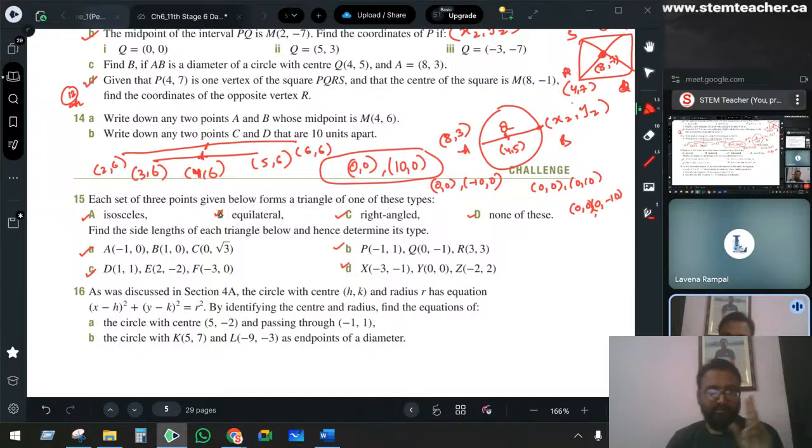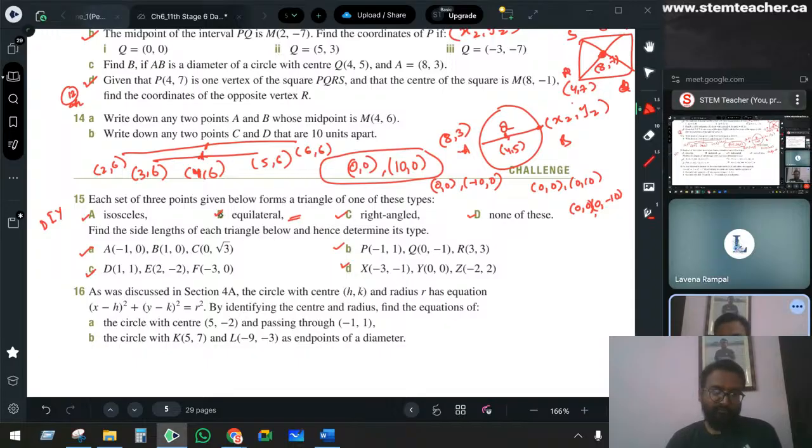If 2 sides are the same, then that is isosceles. If all sides are the same, that is equilateral. It is DIY. You have to do it yourself. And right angle triangle means the sum of squares of two sides is equal to the square of the biggest side. And none of these means all three are different.